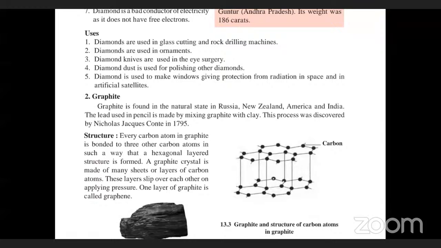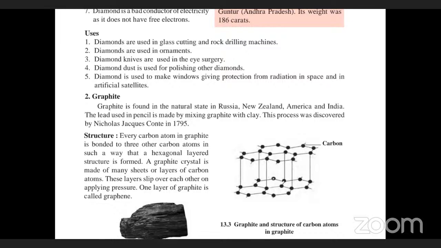So talking about the occurrence of graphite, where graphite is found. It is found in the natural state in Russia, New Zealand, America, and India. You might be knowing very well that the lead which is used in pencil for writing is made up of graphite. How is it made? It is made by mixing graphite with clay. So that lead is actually made up of graphite.